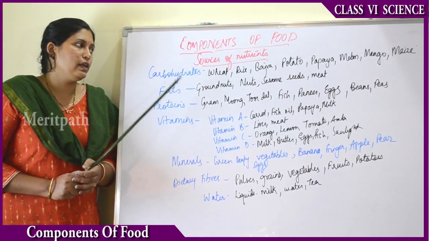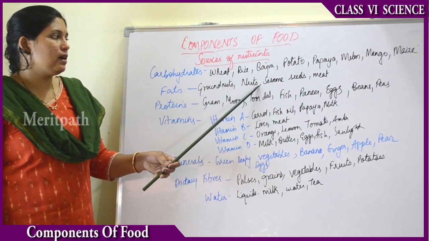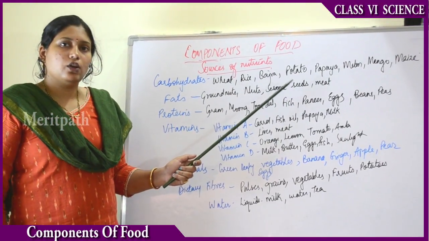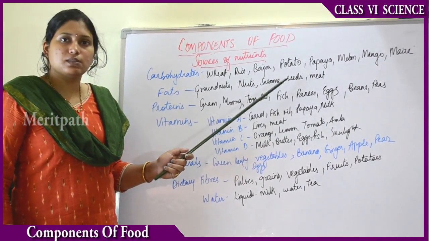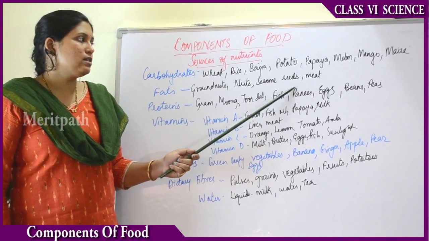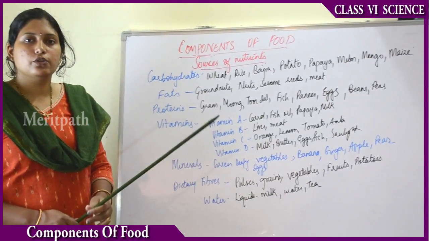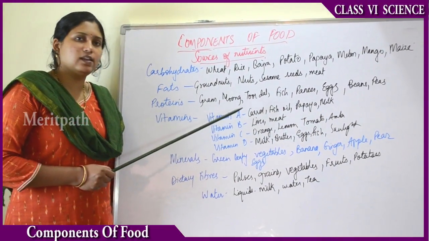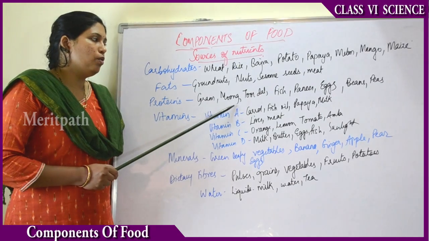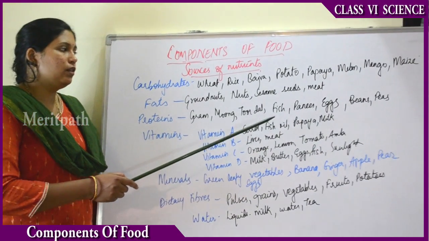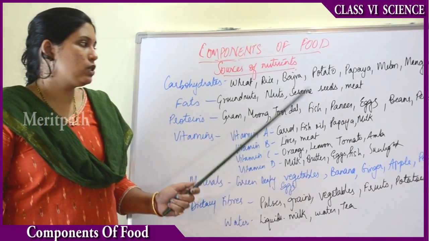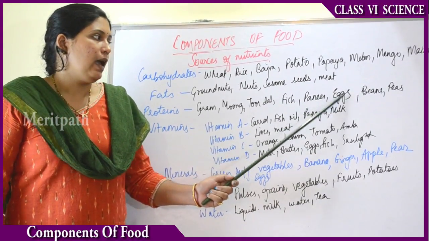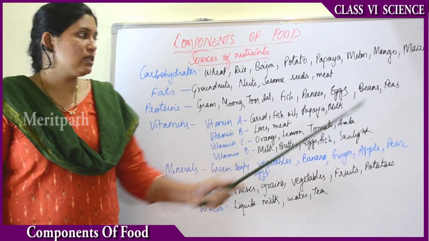Then moving on to fats. Fats are nothing but oils. So groundnuts, nuts, sesame seeds. Sesame seeds means til seeds. So they also have oil content in them because sesame oil is extracted from these seeds. Then meat. Meat is also a source of fat. Then moving on to proteins. All the dals, cereals, especially gram, moong, tur dals. Then in the non-veg we have animal source, fish, paneer also known as cottage cheese, eggs, beans and peas.